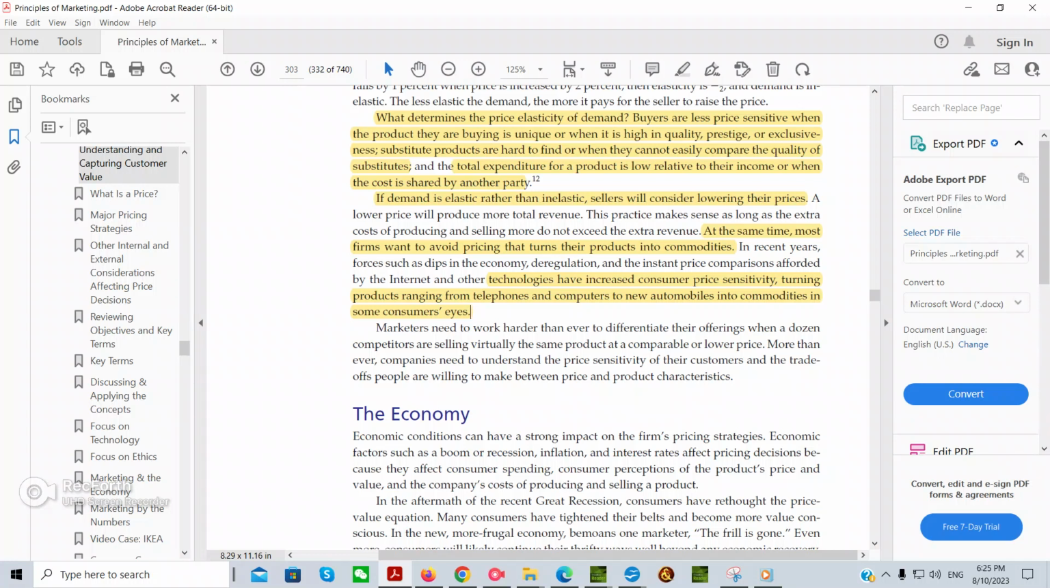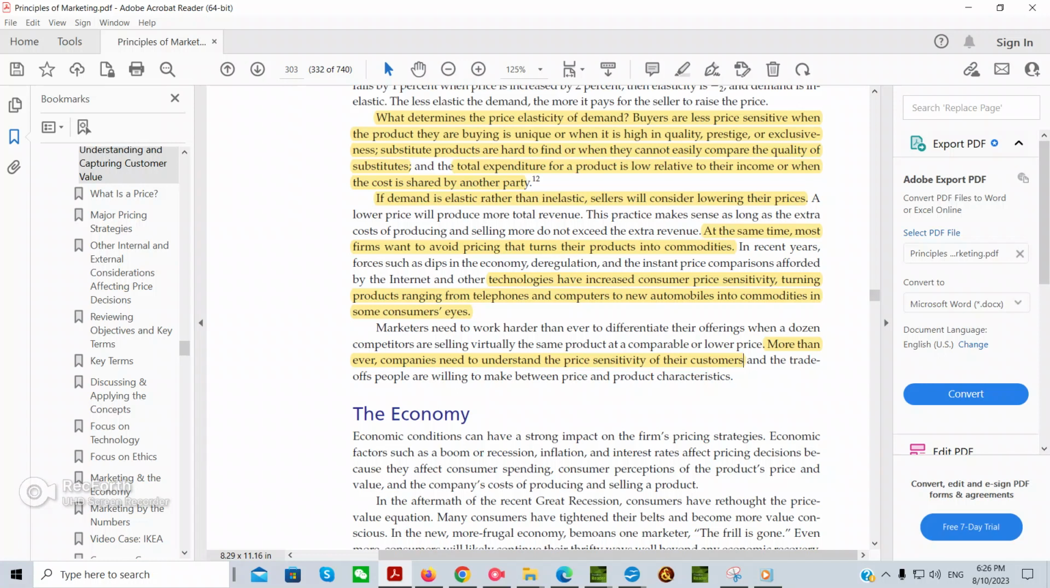Marketers need to work harder than ever to differentiate their offerings when a dozen competitors are selling virtually the same product at a comparable lower price. More than ever, companies need to understand the price sensitivity of their customers. Means how high of a price will the customer pay and tolerate. Well, meaning how much of a price increase will they tolerate. Trade-offs people are willing to make between price and product characteristics.